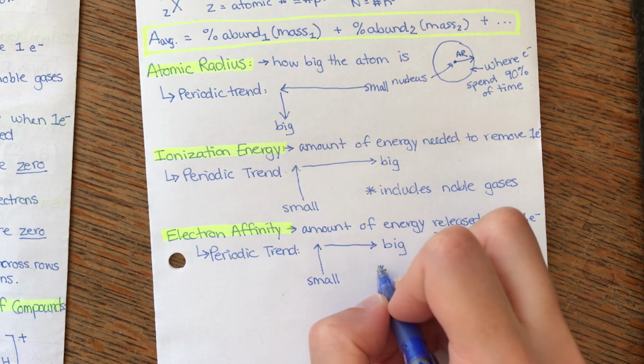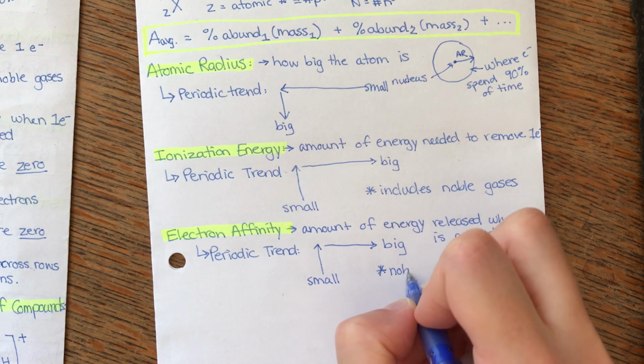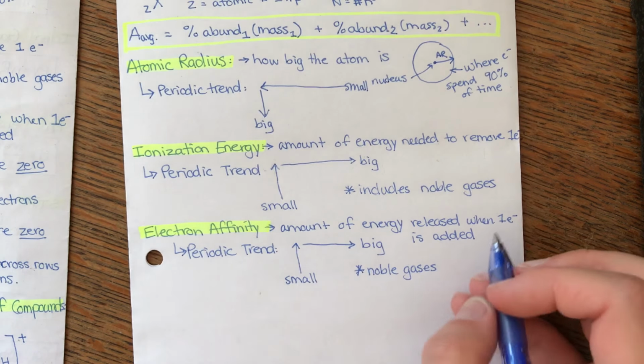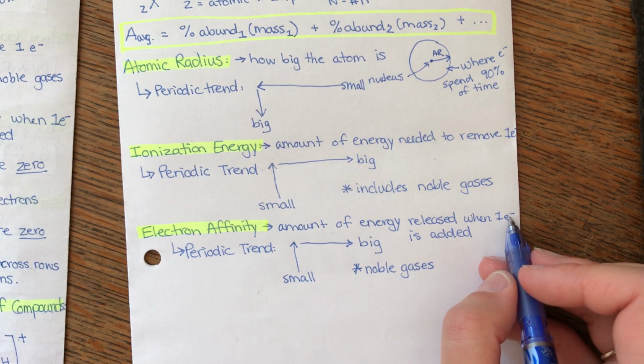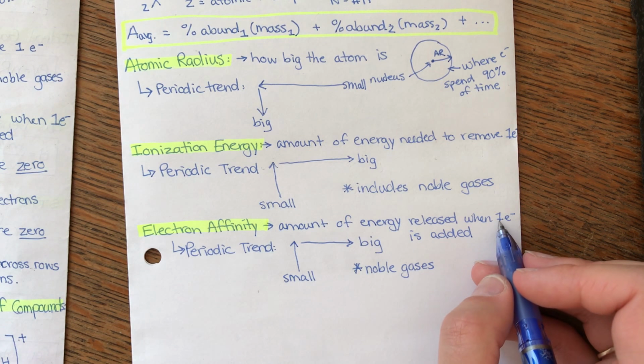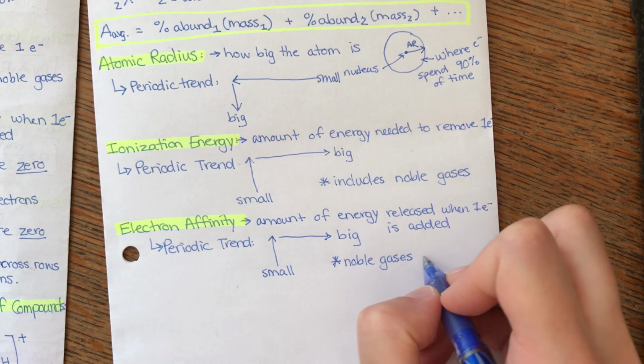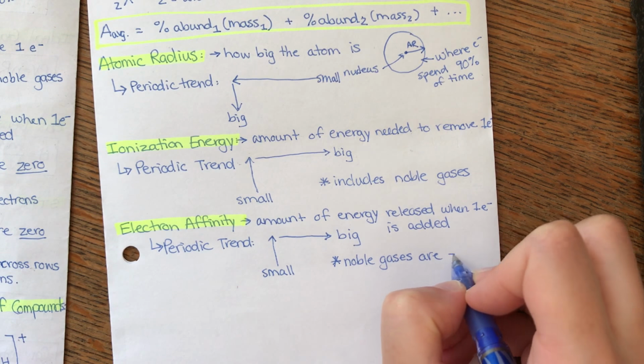But this one does not include the noble gases. So the noble gases have a full stable octet. They don't want another electron. So it's not going to be in a lower energy state when you add an electron to it. So the noble gases are 0. They are not part of the trend.